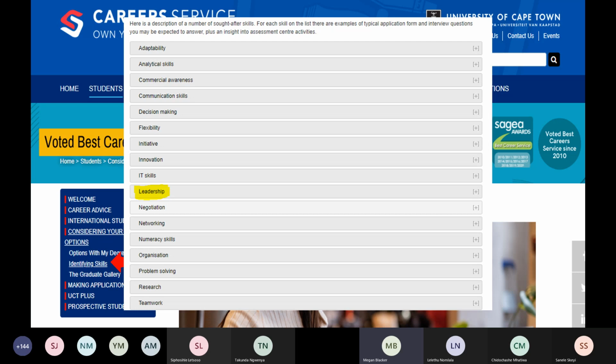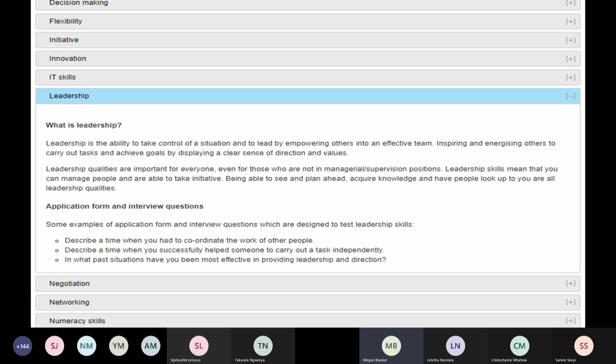leadership or any one of them, what I like is that you have a definition. And having a definition of a skill is really important. If you don't see a skill listed, just simply Google it to be able to understand exactly what that entails. Another additional advantage of the website is that there are some interview questions there.